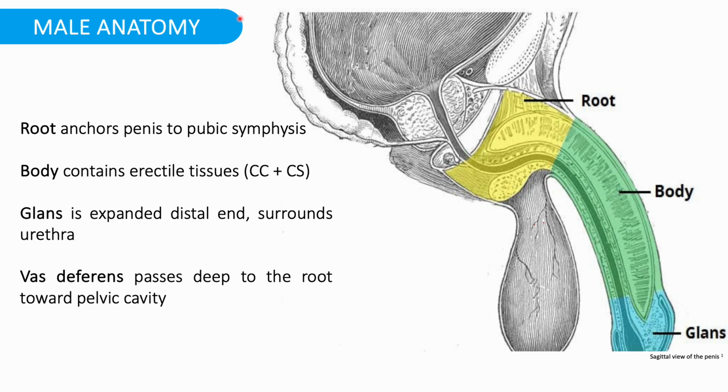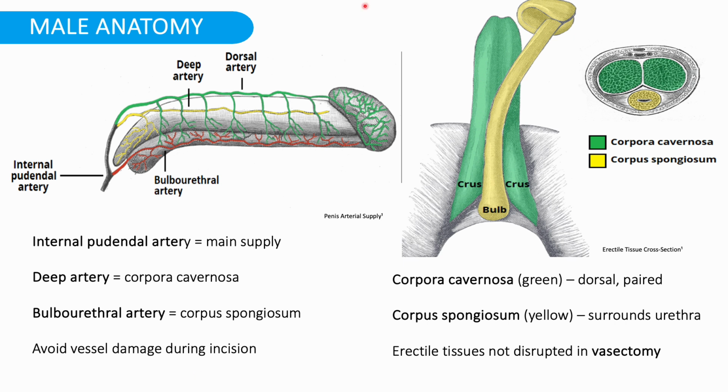The reason this orientation is very relevant is because the vas deferens, which are the ducts responsible for transporting sperm, pass deep to this root region as they ascend through the spermatic cord into the pelvic cavity. While the penis itself is not involved in the vasectomy procedure, understanding the spatial relationship to the scrotum and the inguinal canal is essential for anatomical navigation during the surgery. So let's dive in a little deeper.